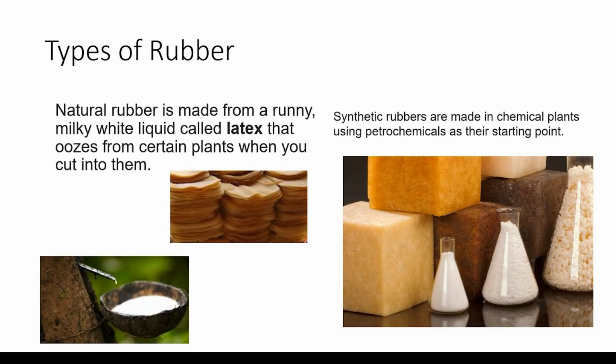And then the next one is synthetic rubber. Synthetic rubbers are made in chemical plants using petrochemicals as their starting point. Synthetic rubber is a man-made rubber that can be produced through a chemical process. But people have not been able to produce synthetic rubber that has all the properties of natural rubber. So, natural rubber cannot be replaced by synthetic rubber in most of its applications. This is why natural rubber is still very important to human society. So that's all our report. Thank you for listening.